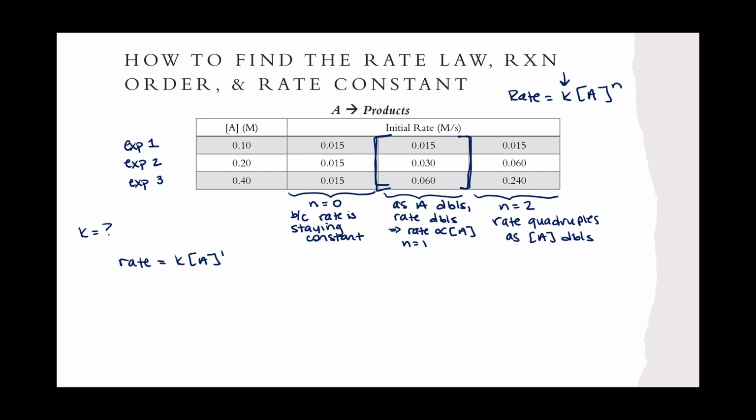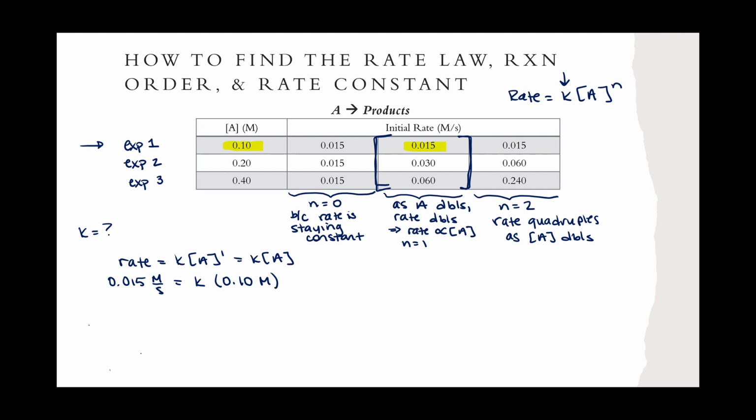Since I know my rate and I know my concentration, I can pick a row. I'll go ahead and look at this first row. I'm going to highlight the row that I'm looking at. I'm looking at this value and this value. All right, and I'm just going to plug that into my rate law. My rate is 0.015 molarity per second. That is going to be equal to K, which is what we're trying to find, times A, which is 0.10 molarity. Since it's raised to the first power, it's just going to essentially equal this.